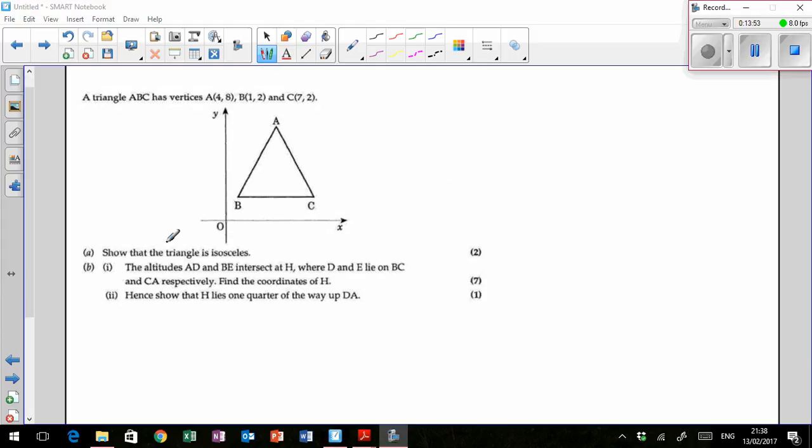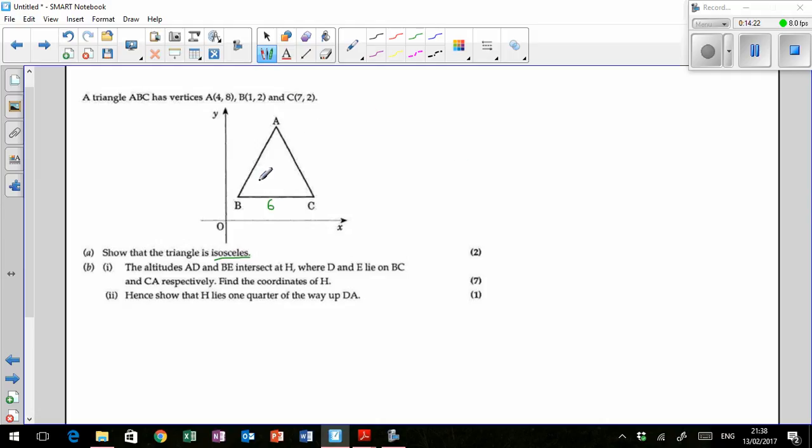Okay, so part A, bit of an unusual question, but that's fine, one we can cope with. Show that the triangle is isosceles. So we know that isosceles triangles have the length of two sides the same. Okay, so we need to show that in here there's two sides that are the same. First thing to say is along that bottom between B and C, you can see that they share the same y coordinate, 2 and 2. So the length of that side is just 6 along the bottom, because it's between 1 and 7.